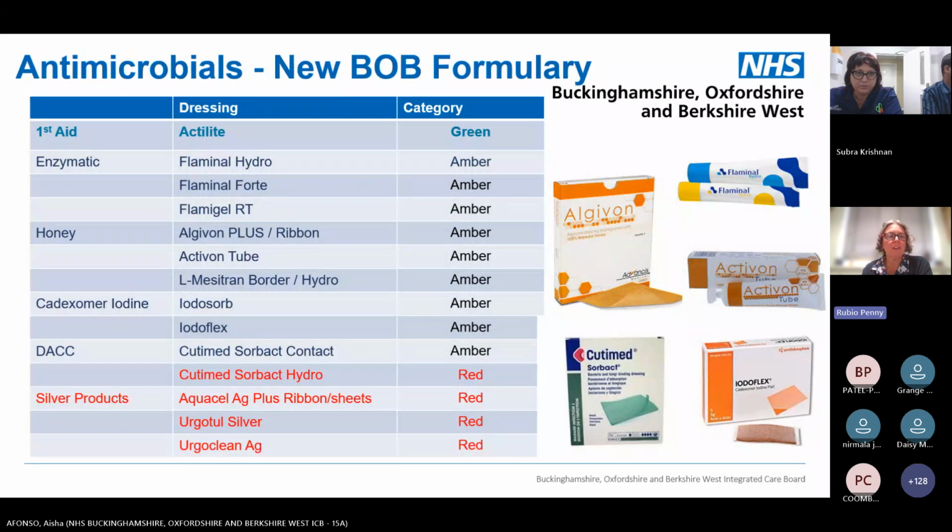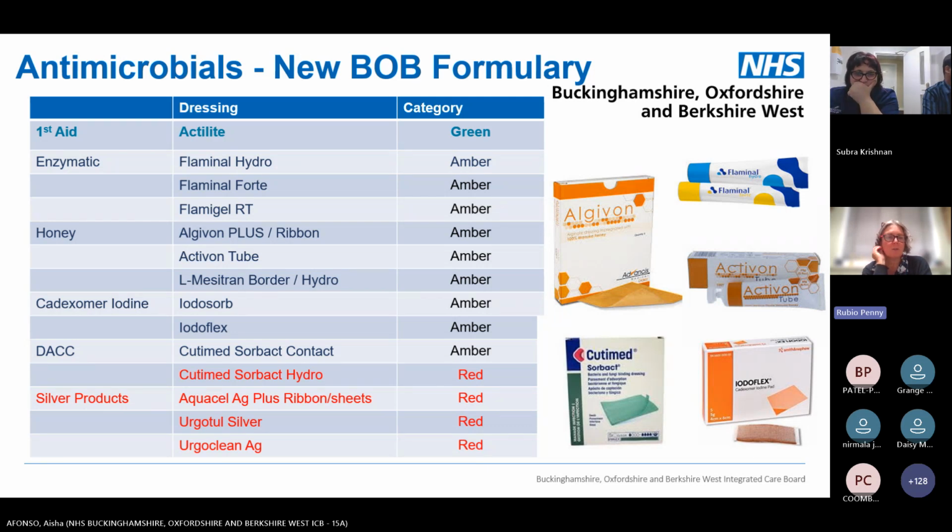And what we've come up with here is that the Flaminals, the Hydro and the Forte are all available to all areas. All of the antimicrobials, apart from the silvers, are in the amber section. So they're patient specific, and need the NHS number and the rationale when you're requesting them on Halo or CCOMS. Flaminal RT for radiotherapy burns is also an option now, but I think that's actually red. But again, you'll need to check with your local TVN training.